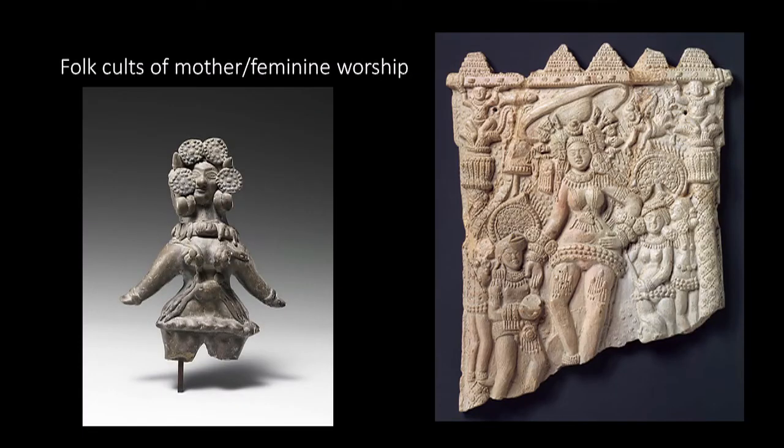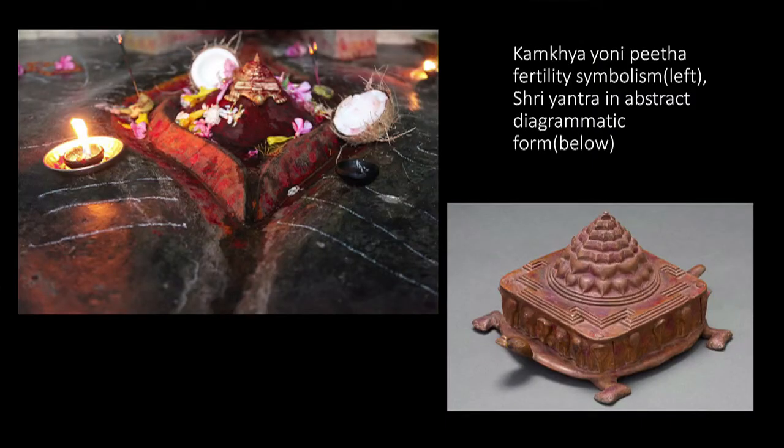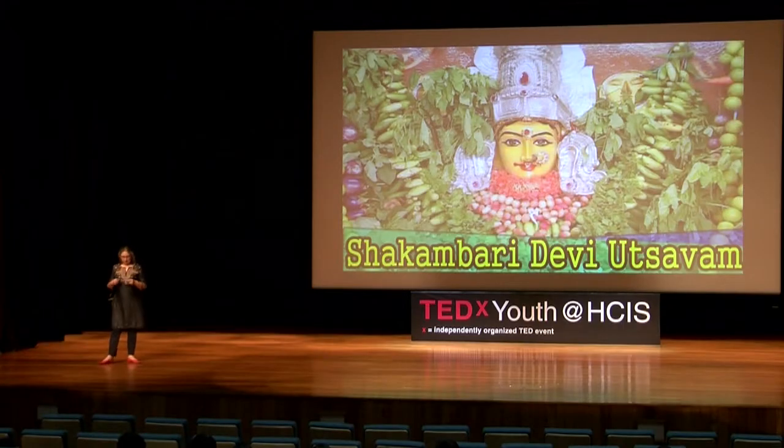So here, the bejeweled primordial mother goddesses and the diagrammatic representation, an abstract representation of the fertility concept as in Sri Yantra, or the richly decorated Devi Shakambhari, who is adorned with fruits and flowers, fruits and vegetables, which signifies abundance of food, progeny and prosperity.